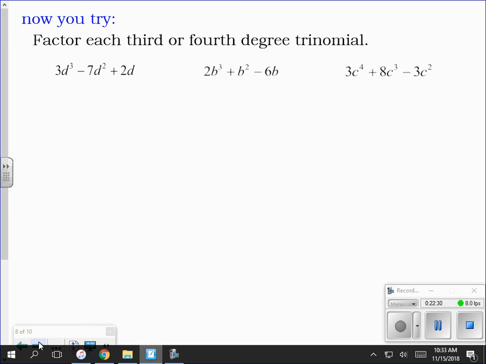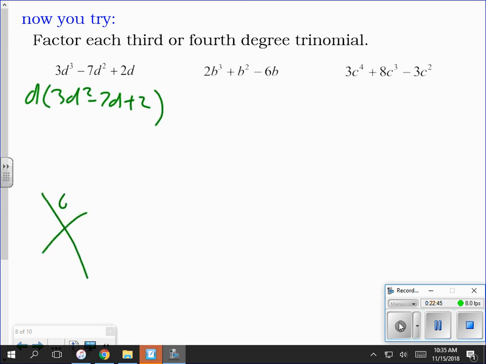Do those. Okay, so on the first one, pull out your common factor of d. Leaves me with 3d squared minus 7d plus 2. And let's see, this is 6 and -7, which is -1 and -6. Divide those both by 3. And I get a -2 and 1/3, so I get d times d minus 2 times 3d minus 1.